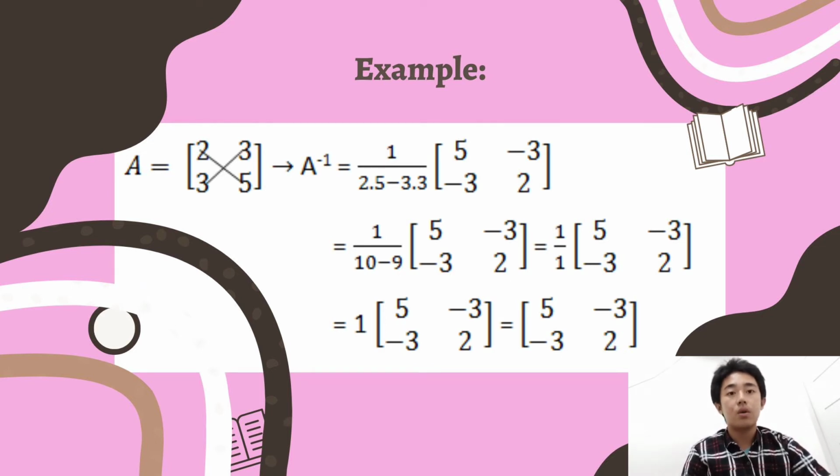And now we're going to times it, and it became 1 by 10 minus 9. We times 5, negative 3, negative 3, and 2. And 1 by 10 minus 9 becomes 1 by 1 times 5, negative 3, negative 3, and 2. 1 by 1 is equals to 1, and 1 times the matrix, it gives us 5, negative 3, negative 3, 2. So that's the answer for the inverse matrix.